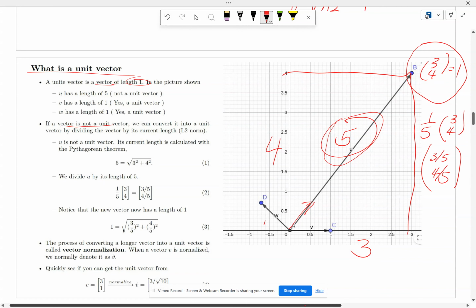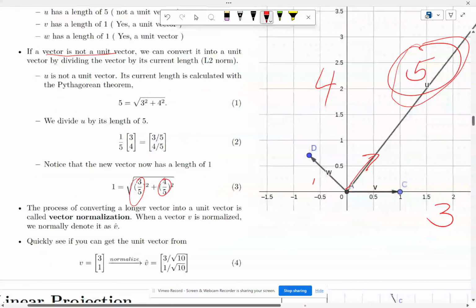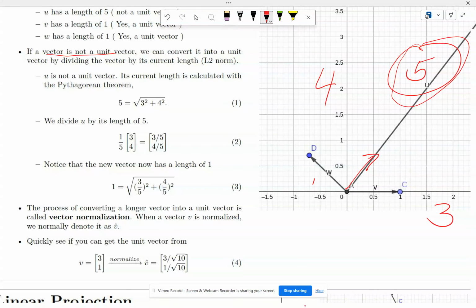Now together, this means you have a unit vector. And you can check this. If we measure the size of this with the L2 norm, the size is indeed 1. So after you convert this into this, the size becomes 1. The process of converting larger vectors into a unit vector is called vector normalization, or just normalization.